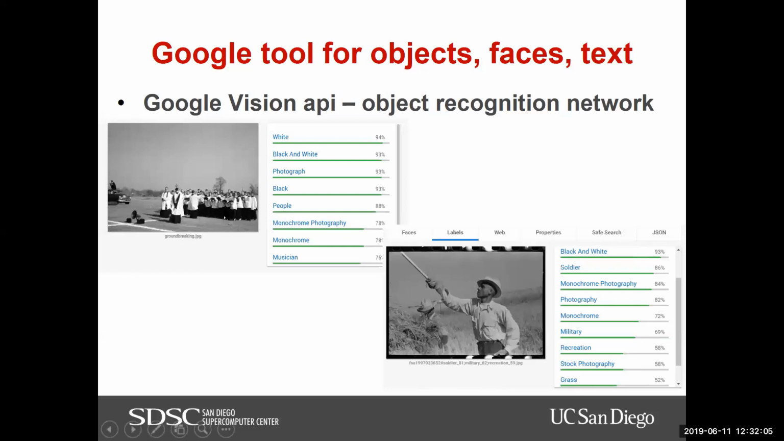On the left, you can see it does a pretty good job. Here's an old picture of a band, and it recognizes that there's people, that there's musicians, it's black and white, and it describes the photograph. On the right side, it thinks that one of the highest categories it predicts is military or recreation. And it's just an old picture of someone farming. We can recognize as humans, we can do pretty well because we can see that there's a big stack of hay there. But notice that Google did recognize that there was grass. Okay, so that's the Google example.